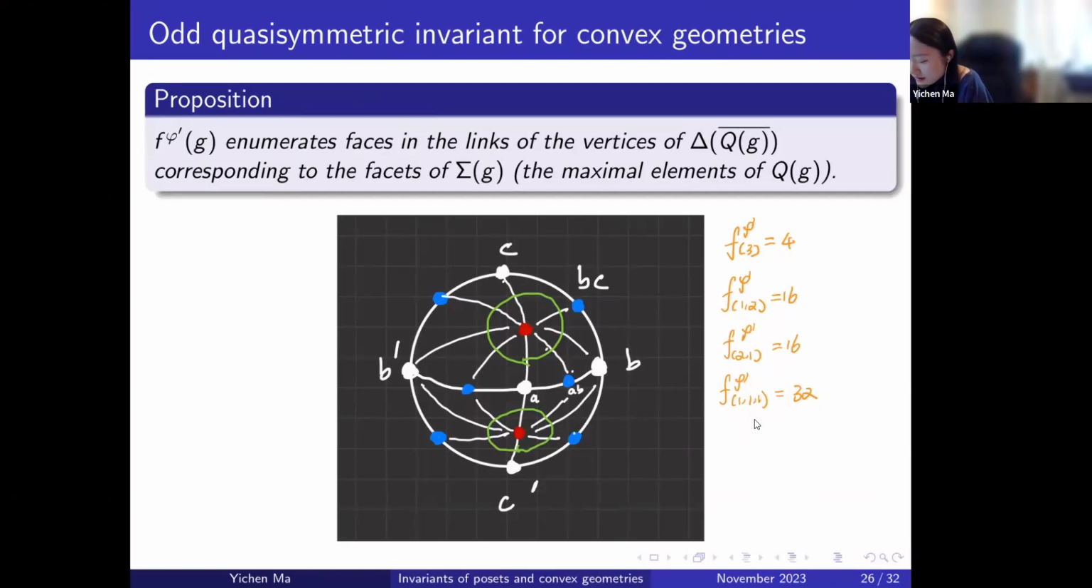So here I computed the flag f-vectors from the Hopf monoids. They satisfy the Bayer-Billera relations, but more importantly, we have a nice geometric description of these flag f-vectors, which means we connect this result on flag f-vectors from Bayer-Billera to the result from the Hopf monoid structures.